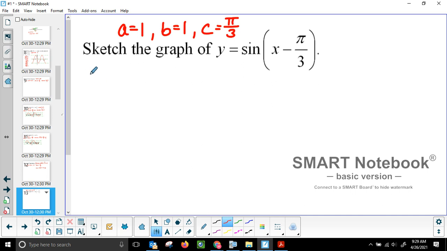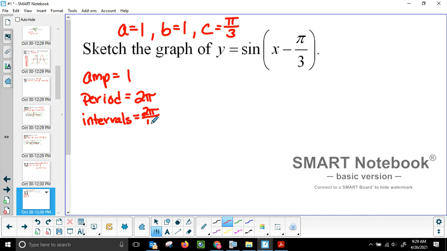Okay, so our amplitude is just the absolute value of A, so it's just 1. Our period is 2 pi divided by B. Well, 2 pi divided by 1 is just 2 pi. Our intervals, which remember is basically our x scale, we take the period and we divide it by 4, so that will reduce to pi over 2.